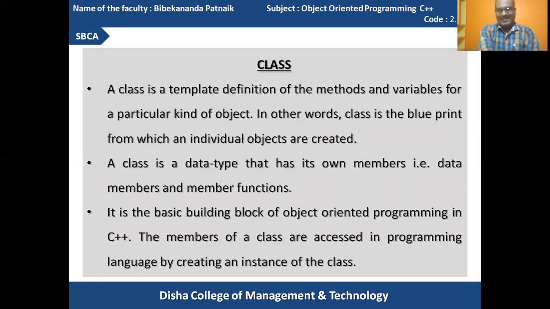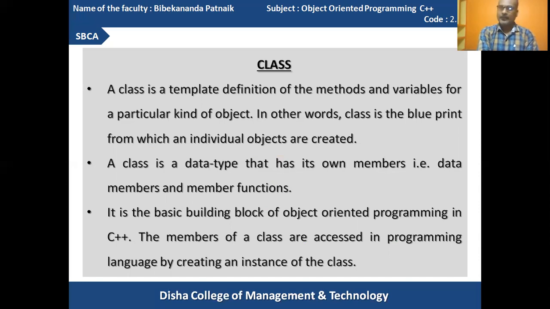Basically a class is a user-defined data type, or you can say a class is a template definition of the methods, that is, functions, and variables for a particular kind of object. In the previous class, I gave you a little idea of what a class and an object are. A class is just a template, a blueprint or framework which normally contains two things. One is functions, called methods in this case, and the other is variables, which are implemented within the particular class.